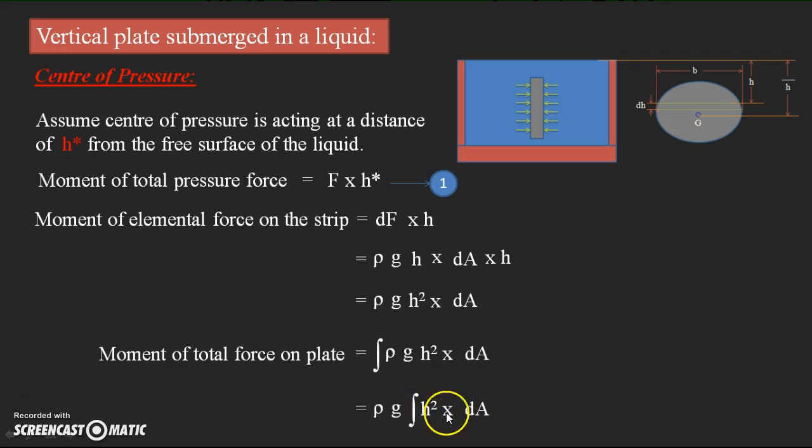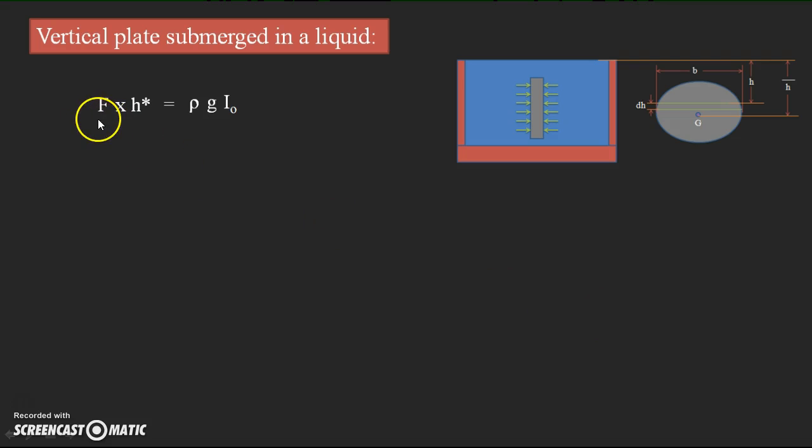When you observe this keenly, this becomes the second moment of the area, that is, the moment of inertia with respect to the reference position, which can be written as I naught. So it is rho g I naught. Assume this equation as 2. When you observe these two equations, the moment of the total pressure force and the moment of the total force on the plate, both are the same. So equation 1 is equal to 2, and it becomes F into h star equals rho g I naught.